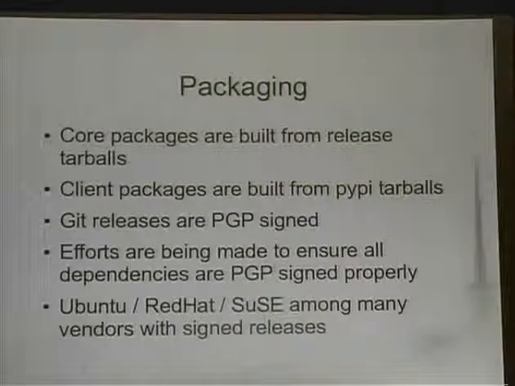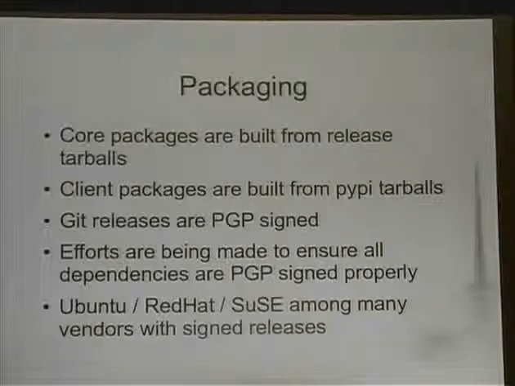Packaging is provided via normal means: Red Hat has their own signed packages, Ubuntu has their own, SUSE has their own, and we'll get back to that in a few. Well, I guess right now. Core packages are built from release tarballs, not from the Git repo. The client packages are built from PyPI tarballs. So there are two different specific locations where you can pull stuff for package building. If you try to build packages from Git, you're going to run into a world of trouble, and it's not a supported mechanism. Git releases are PGP signed.